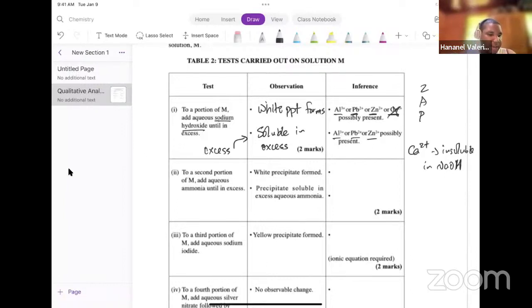So do you understand so far how we're applying the analysis to what we're doing? Do we understand so far? Yes, sir. Yes, sir. Right.